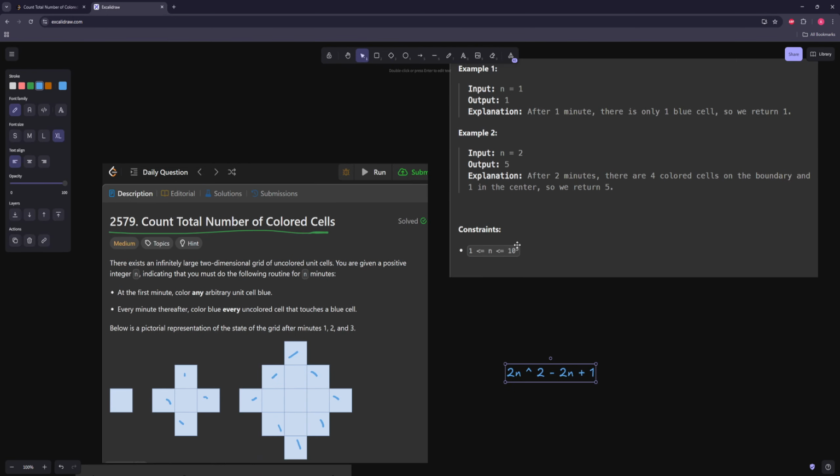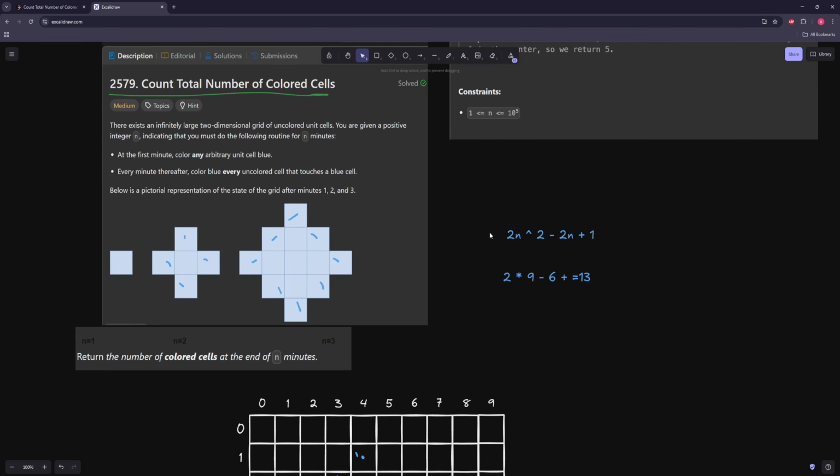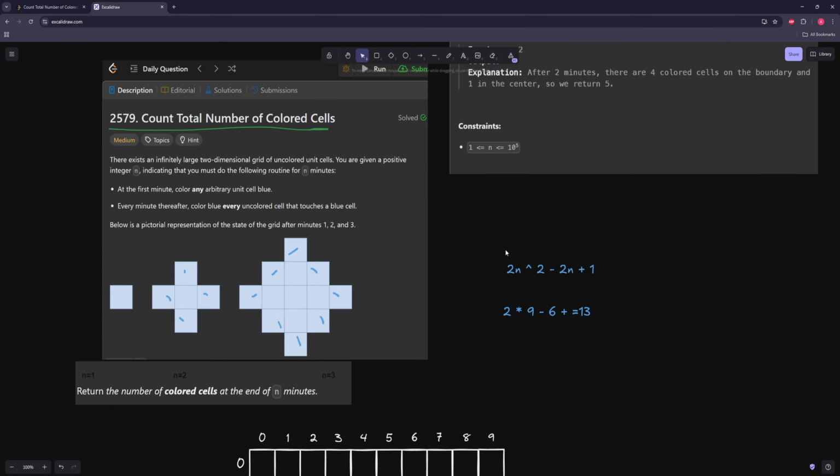So let's say n equals 3 here, what do we get? This is going to be 2 times 9 minus 6, so it'll be 18 minus 6 plus 1, which is 13. Yeah, it seems correct. So this is basically our equation, and then we can just use this to get an answer: 2n squared minus 2n plus 1. We need to do this in O(1).